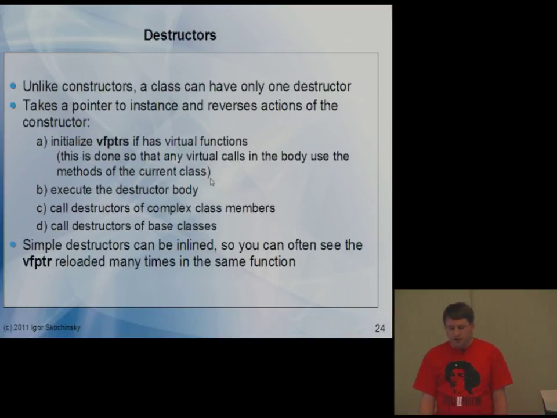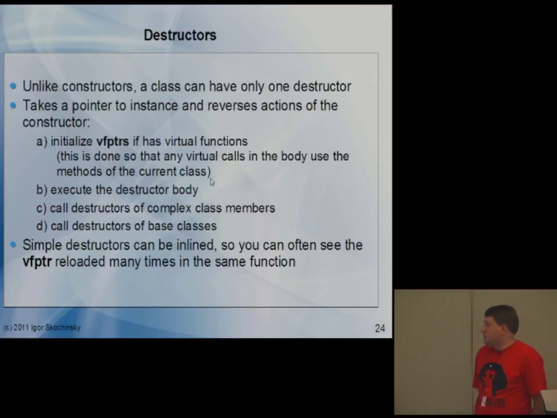Destructors. Destructors are the final code in the object's lifetime. They basically undo what constructors do. They do cleanup and everything. And you can have several constructors, but you can only have a single destructor. It also takes a pointer to the object instance, and it does the actions of the constructor almost in reverse order, but not quite.